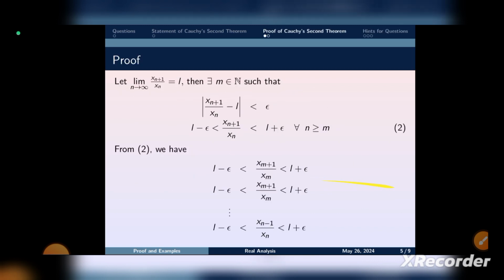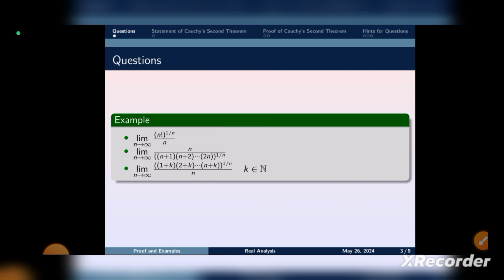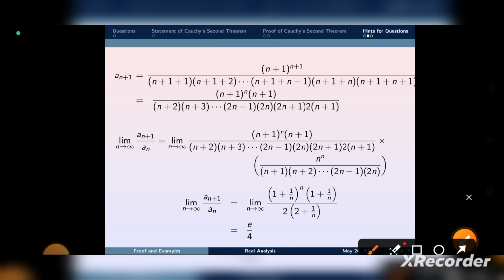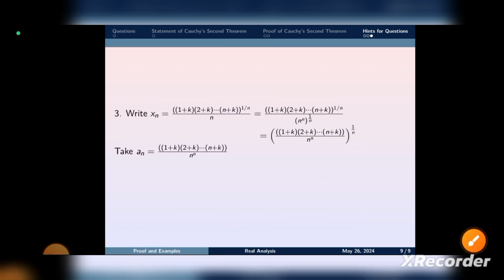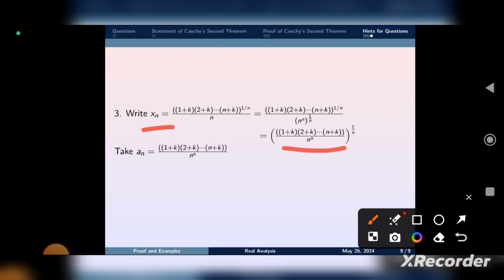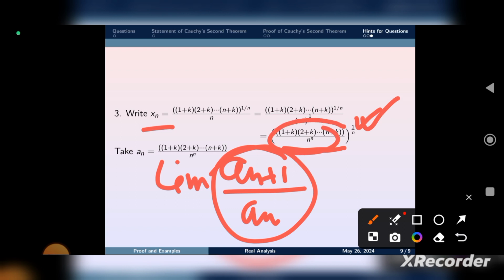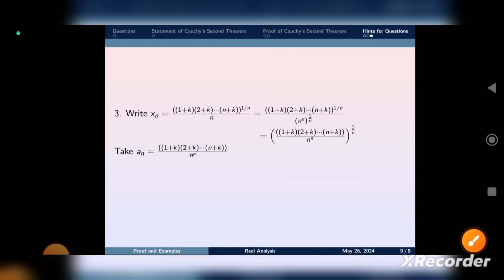Similarly, we will solve question number 3. Again, we use the same trick. We can write n as n raised to power n into 1 by n, so we can write xn as an raised to power 1 by n. Now to calculate the limit of an raised to power 1 by n, by the use of Cauchy's second theorem, we will calculate the limit of an plus 1 by an. If its limit is finite and exists, then we can say that the limit of an raised to power 1 by n also exists and has the same limit. So thank you.